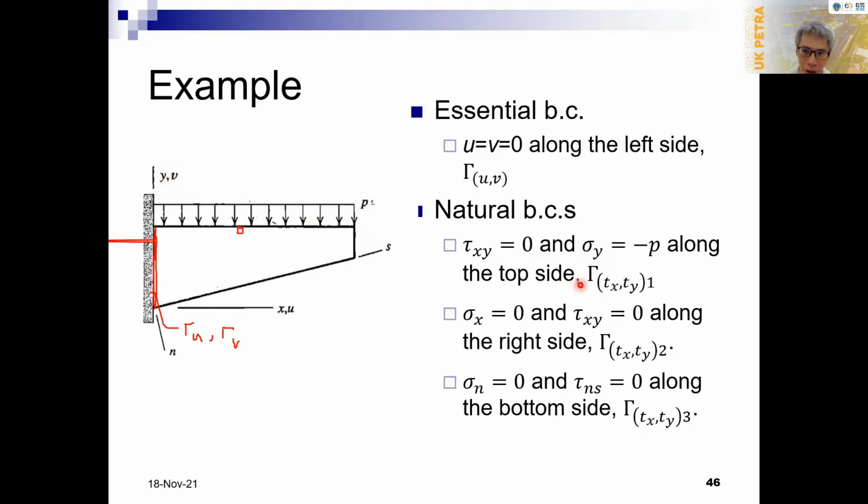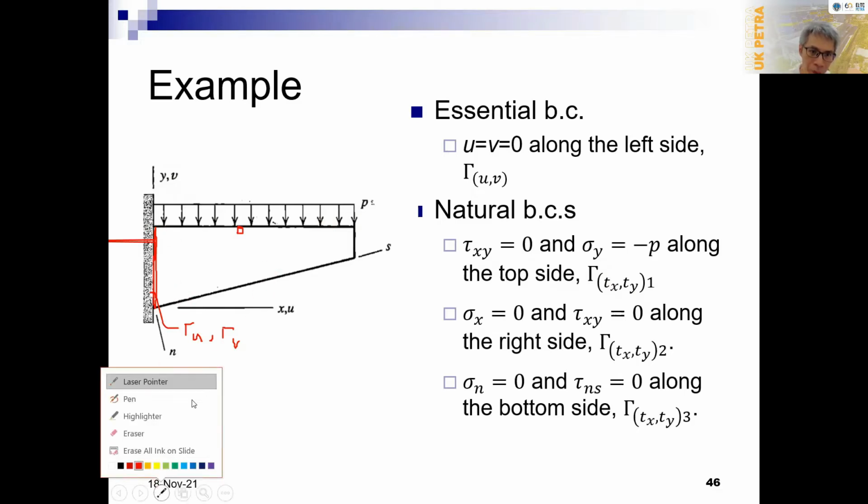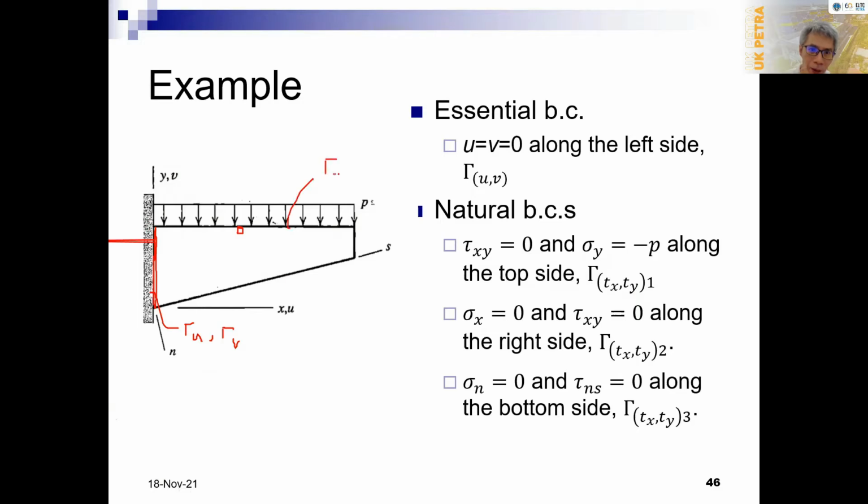Okay, so we call this gamma 1. Let's say this is called gamma T1. This is gamma where we specify T, right? T is the traction boundary condition, but whether in x or y direction, this especially should be in y, okay? 1, okay?